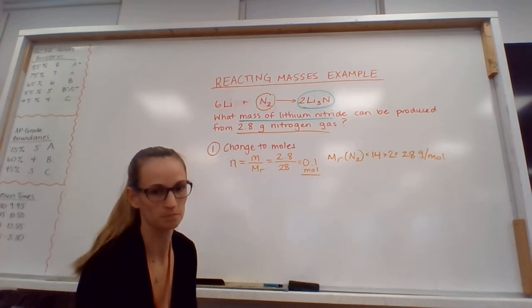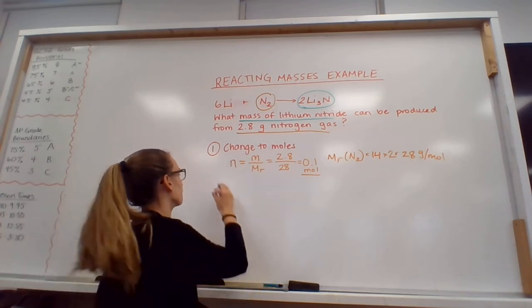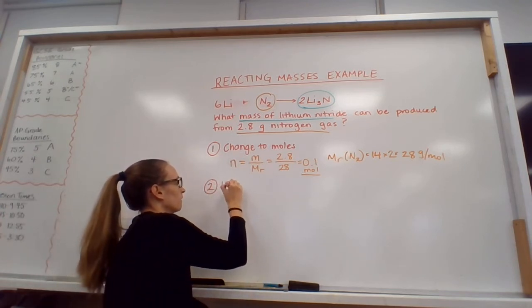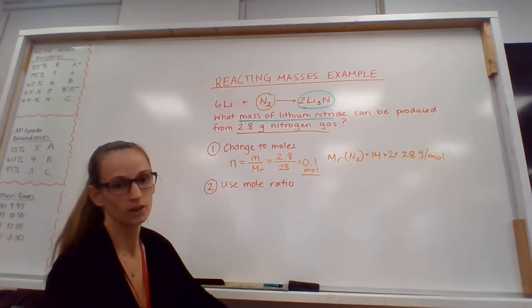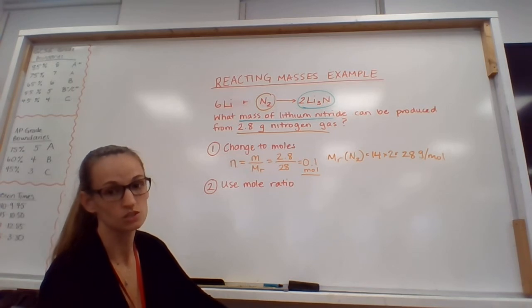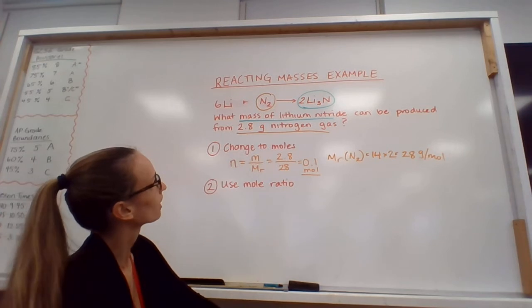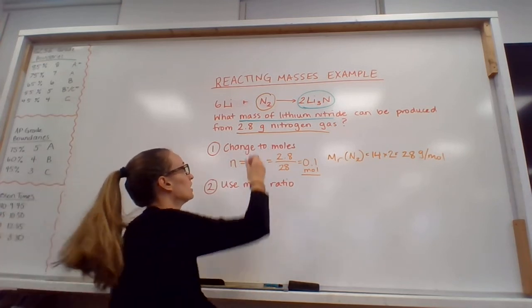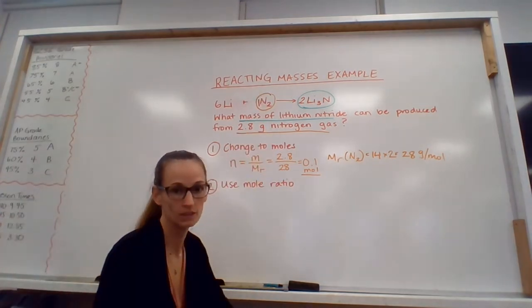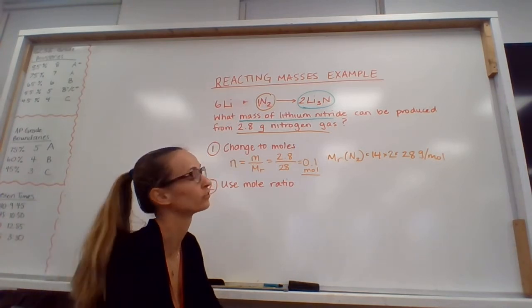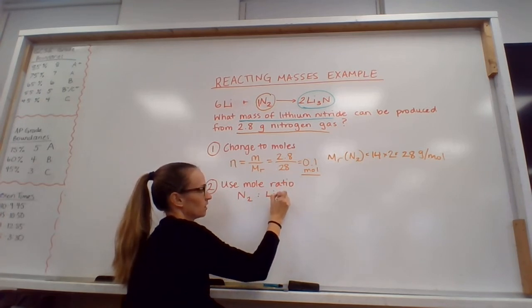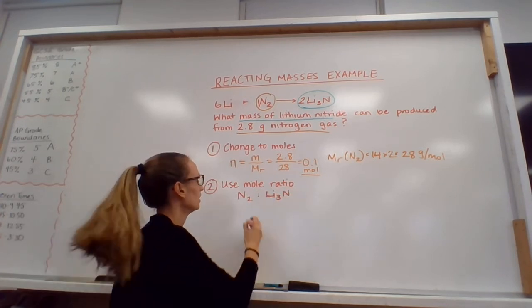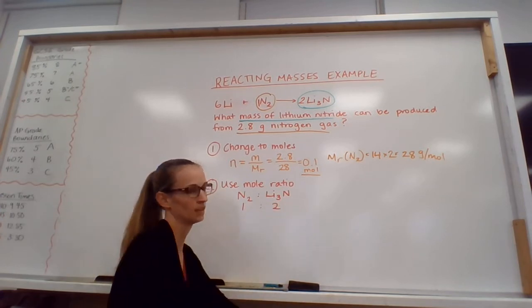Once we have moles, step two, use the mole ratio. Mole ratio comes from the chemical equation. It's the coefficients or large numbers in front of the formula. If we look at ours, N2 doesn't have a coefficient. That means it's just a 1. Li3N has a coefficient. It's 2. So our ratio from nitrogen to lithium nitride is 1 to 2. That's a nice easy one.